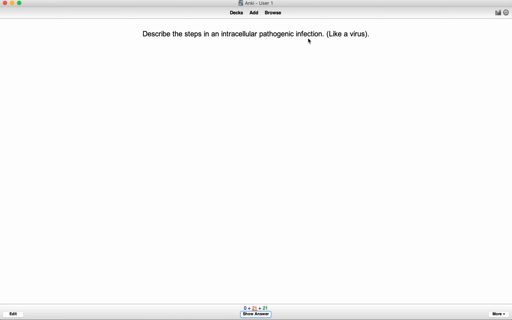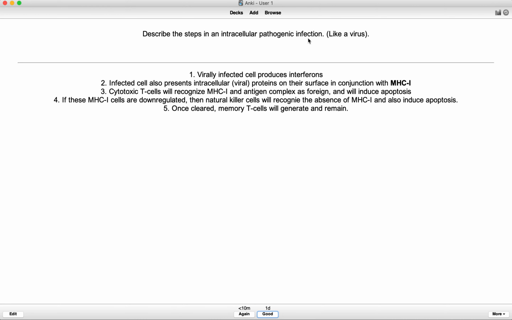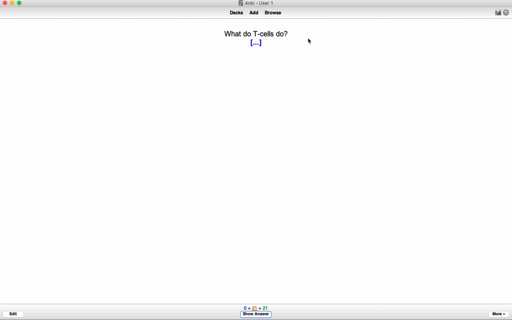Describe the symptoms involved in an intracellular pathogenic infection like a virus. Virally infected cells produce interferons. Infected cells present intracellular viral proteins to the surface in conjunction with MHC class 1. The immune system recognizes the MHC 1 and antigen complex as foreign and will induce apoptosis.